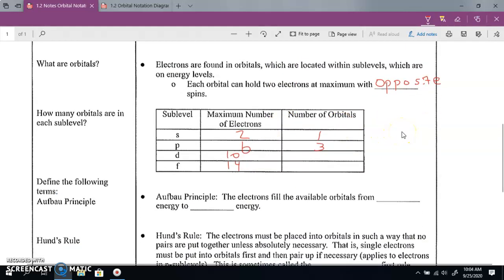Okay. So you might predict that if we were to write a D sublevel, afterwards we would write 5 dashed lines, 5 orbitals, and if we wrote an F sublevel, we would write 7 dashed lines, 7 orbitals.